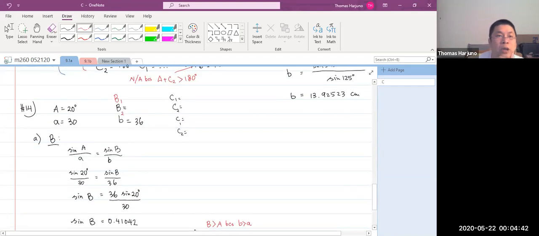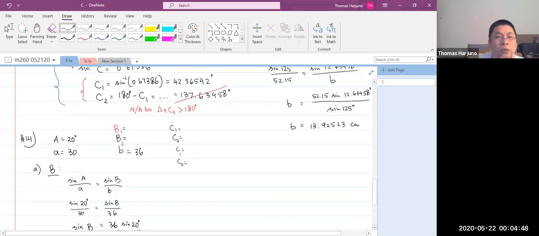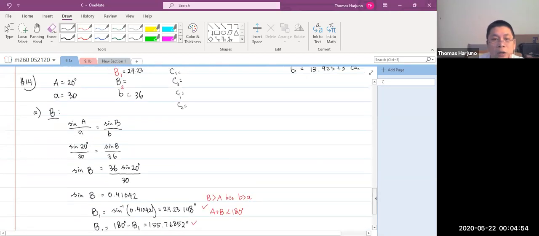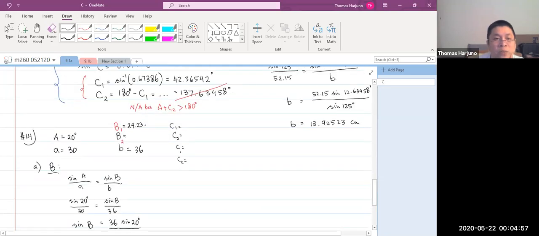So here we have two B's. The first one is 24.23148 degrees, and the other one is 155.76852 degrees.